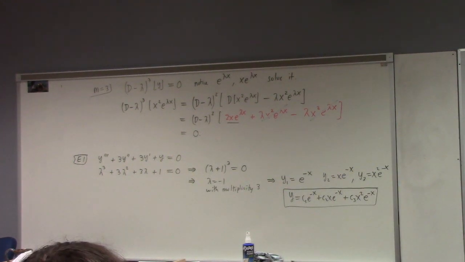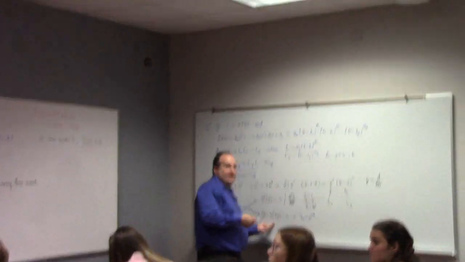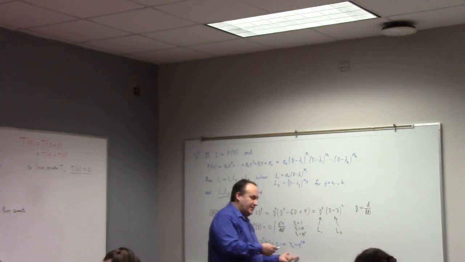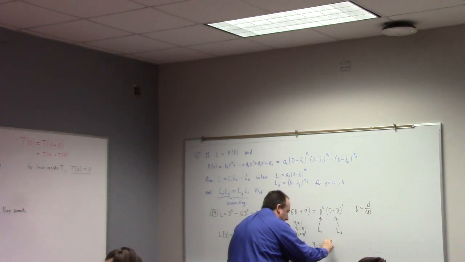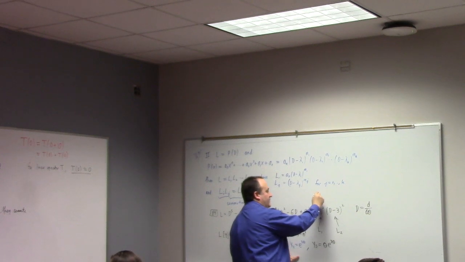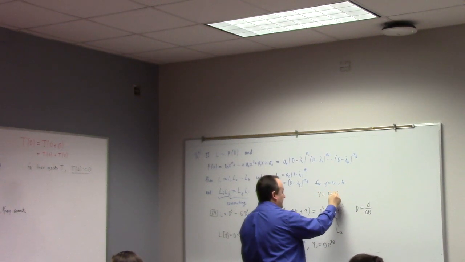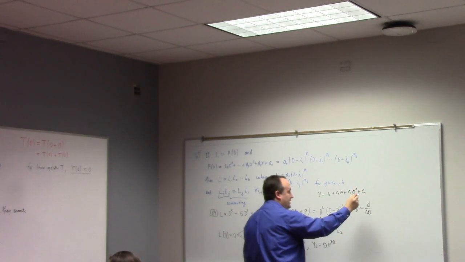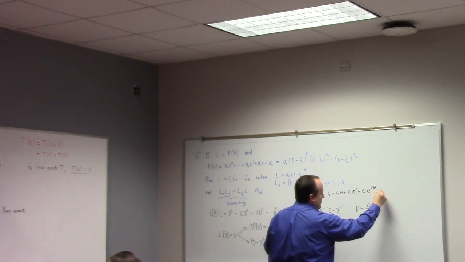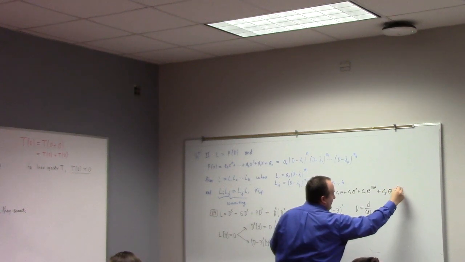Over here, to finish this example, I had d minus 3 squared times y. We already know that y equals e to the 3 theta is the solution. Well, y5, theta e to the 3 theta would be the other solution. And my general solution would be c1 plus c2 theta plus c3 theta squared plus c4 e to the 3 theta plus c5 theta e to the 3 theta.